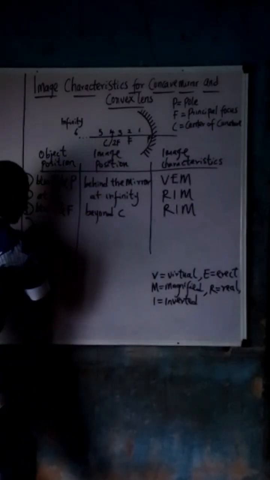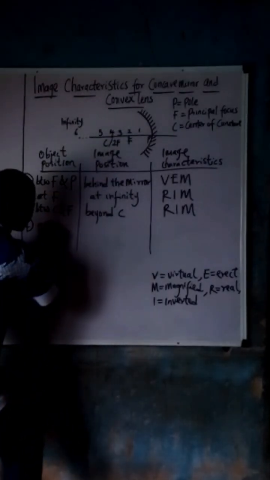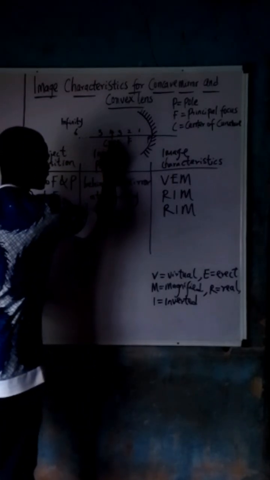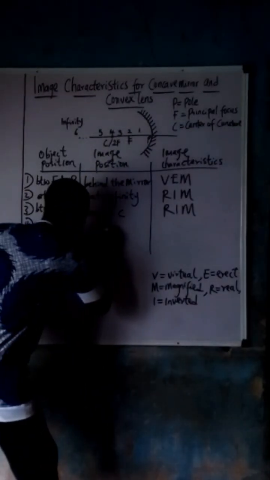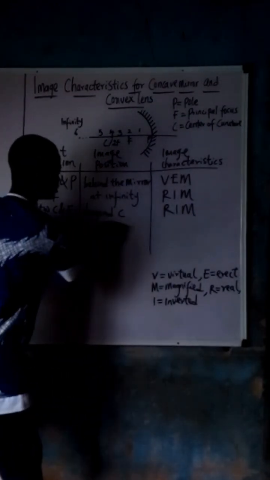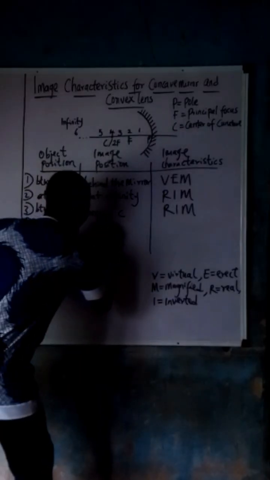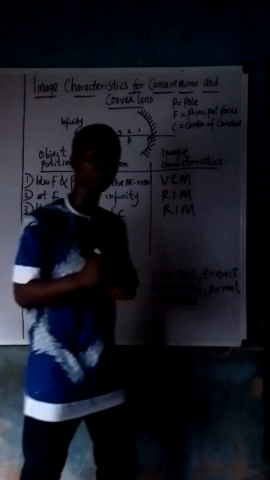Now, what if, for position 4, the object was placed at C? Exactly at C. Where will the image be? The image will also be at C. Take note of this important point. When an object is at C, the image will also be at that same C. And not just that, how will the image look? The image will be RISX.